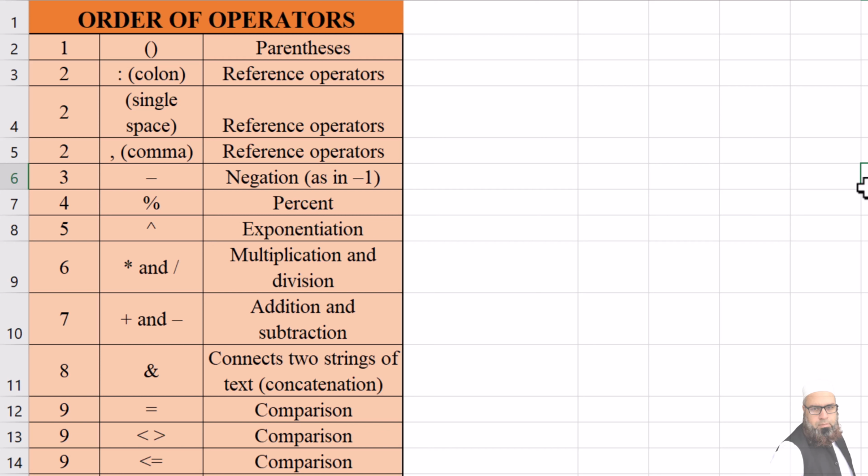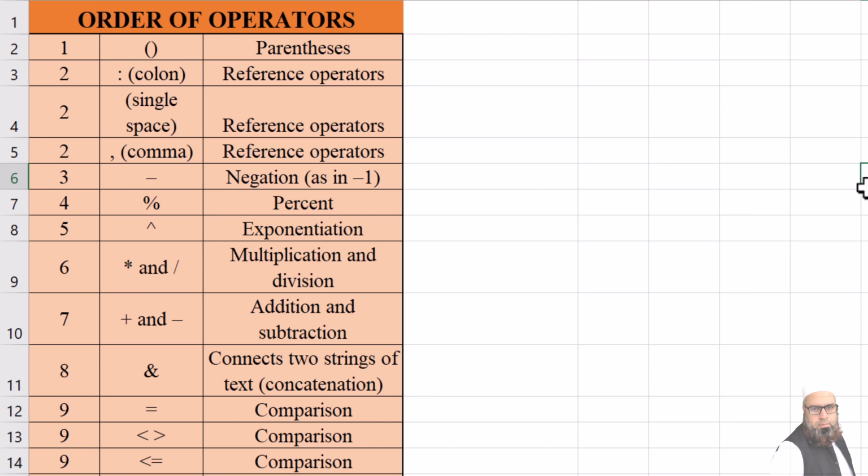Next, Microsoft Excel will solve range references like colon, comma, and space. In the next step, Microsoft Excel will perform exponentiation, negation, and percentage conversion, followed by multiplication and division, addition and subtraction. Finally, Microsoft Excel will evaluate logical operators if present. In this table, we have listed which calculation will be performed on a priority basis.